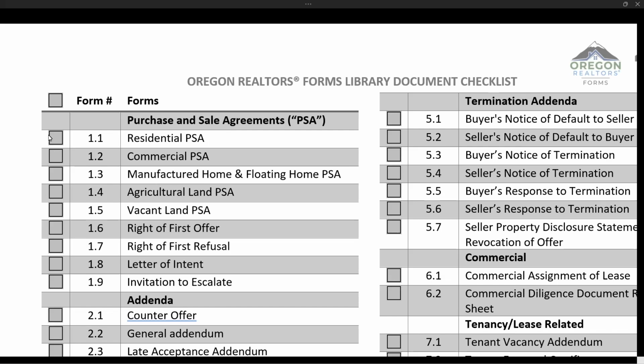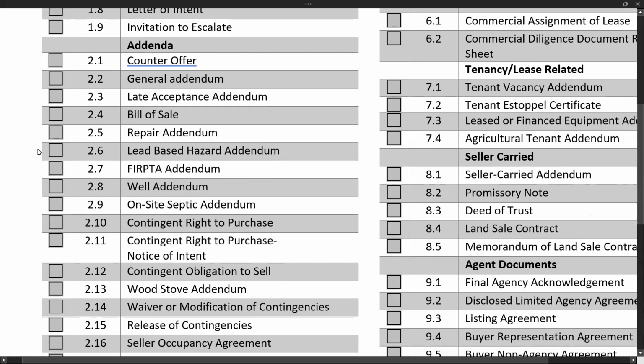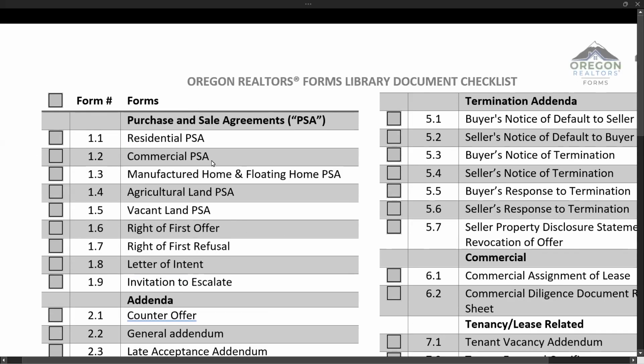So you could put this on the front and say we have a residential purchase and sale agreement, we have a FIRPTA addendum and a well addendum, there were seller carried documents. You can check the boxes and indicate what is being used in that transaction. Otherwise, it can be used to just know what the library that we have on offer is. It explains every document that Oregon Realtors provides.